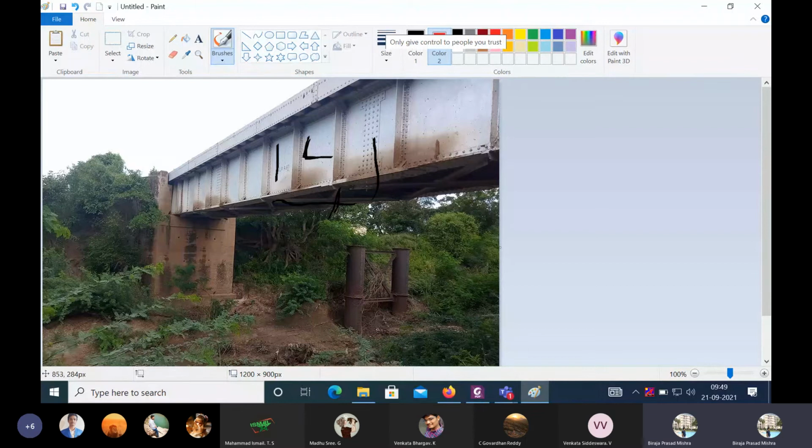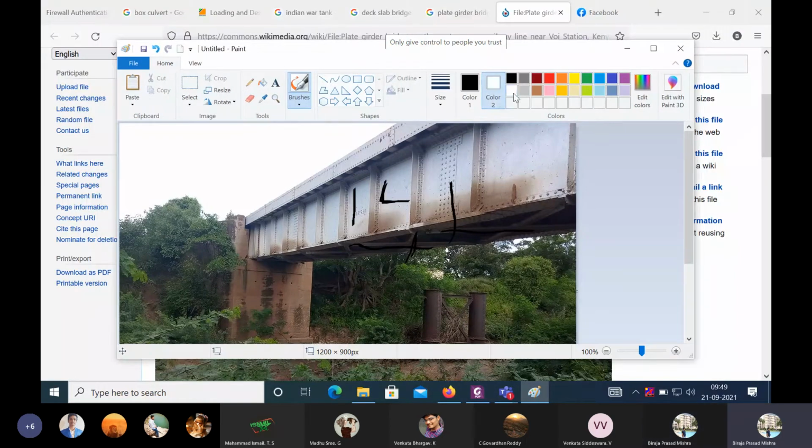Below this we have the cross bracings. Like this, the bracings have been made. Similarly, here we have the stiffening girders.